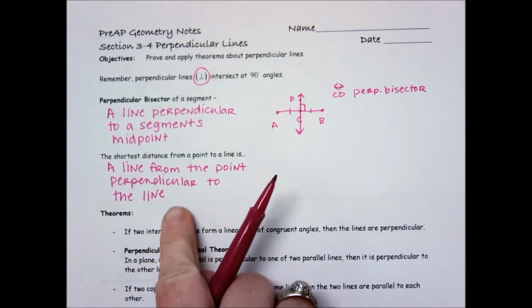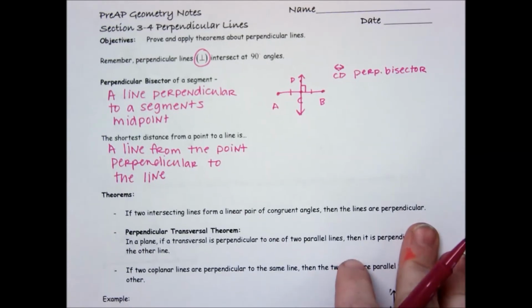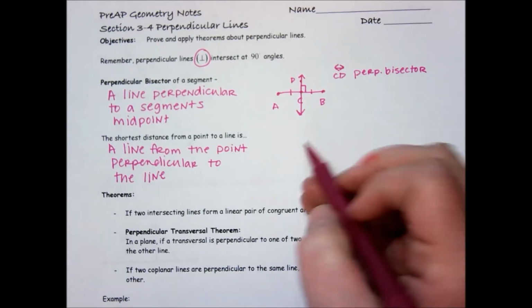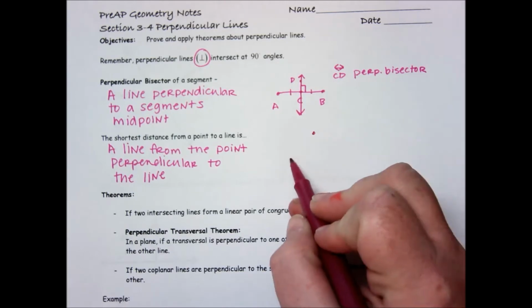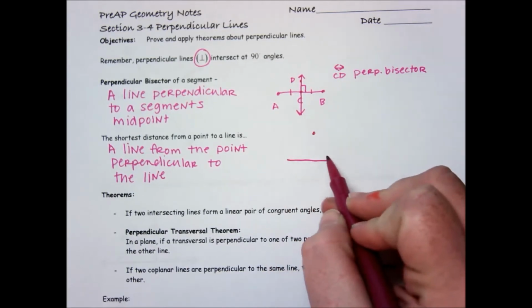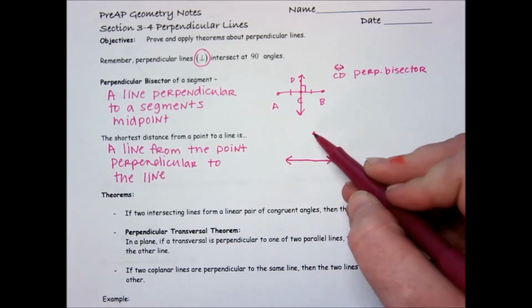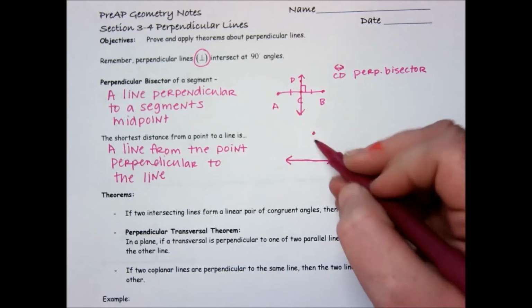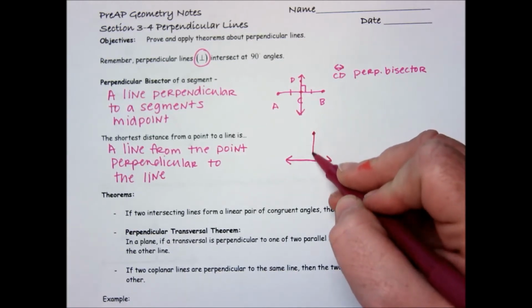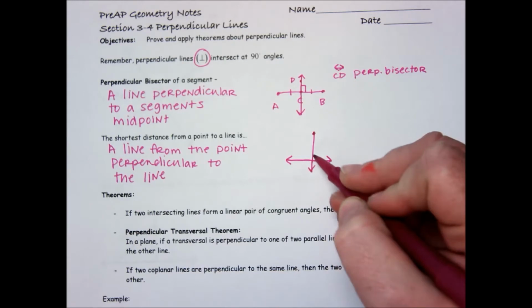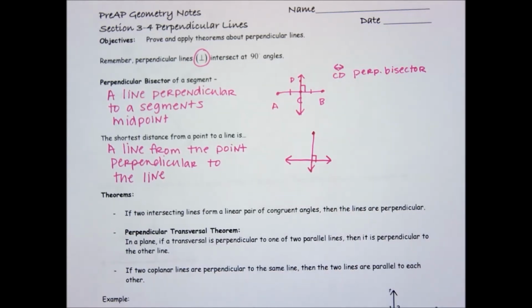The next one, the shortest distance from a point to a line is a line from that point perpendicular to the line. So here's my point and a line. The shortest distance to get from this point to this line is going straight down at a 90-degree angle. That's where I find my shortest distance.